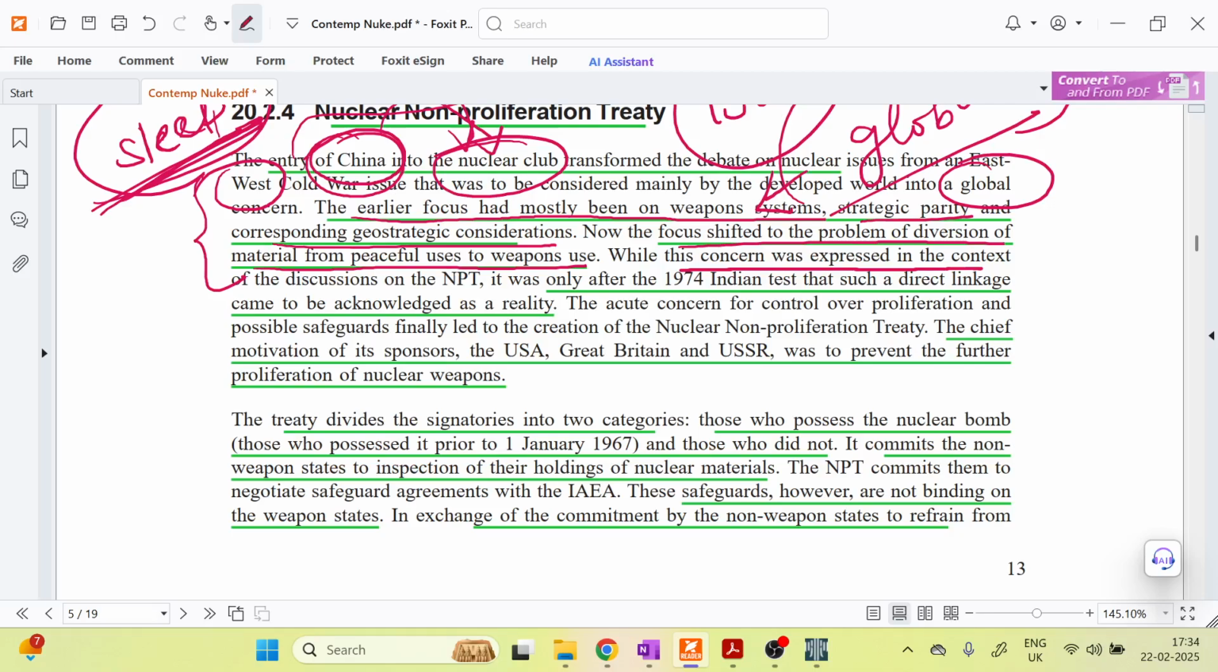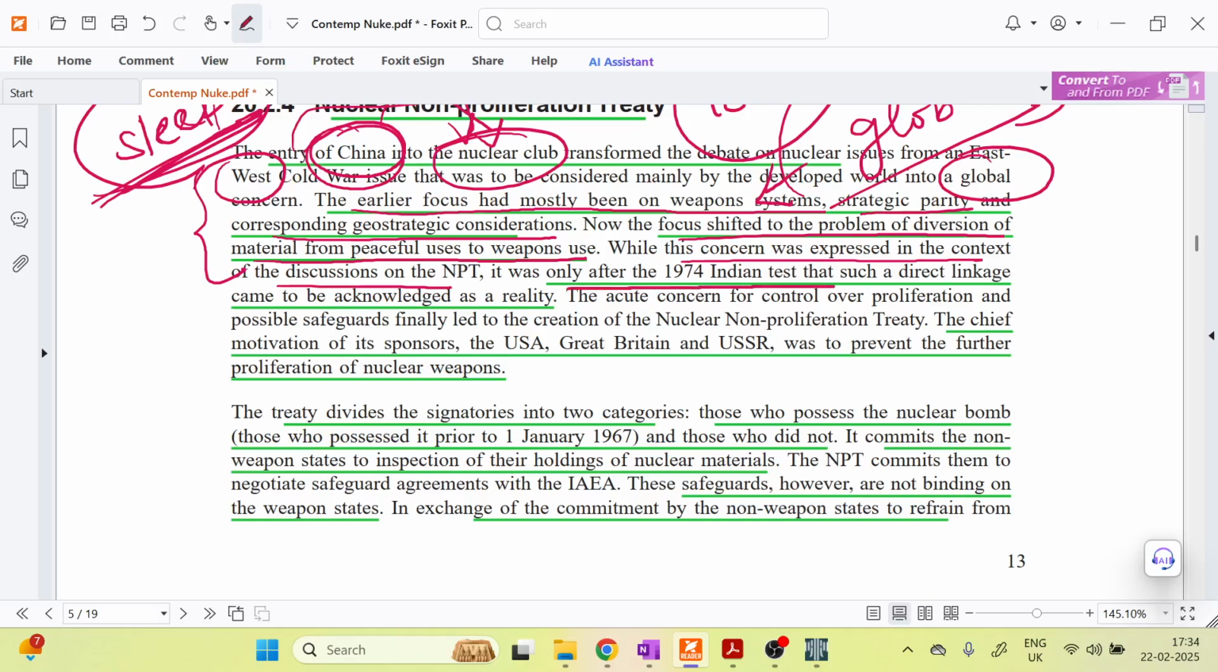So while this concern was expressed in the context of discussion on the NPT, it was only after the 1974 Indian test that such a direct linkage came to be acknowledged as reality. The whole concern about diversion of material from peaceful to weapon use, or about safeguarding the spread of nuclear weapons, became a reality after the 1974 Indian nuclear test, and that broke the glass ceiling about the East versus West dilemma.